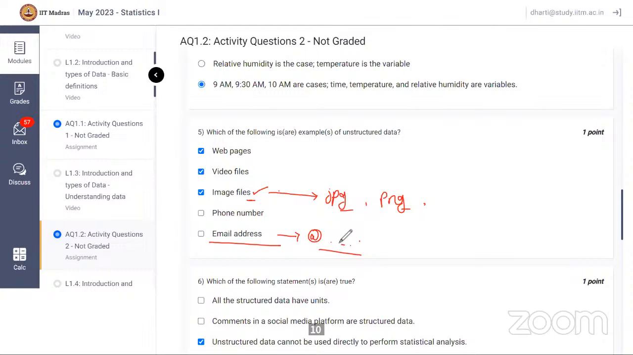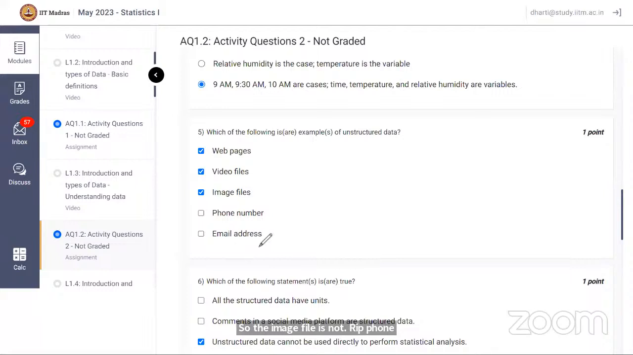Just a minute, you're confusing. See, email address is not an issue. It's structured data because I just informed you, even though the domain name will be different, the format is the same. Like, minimum you will have this one @ something and .com, right?